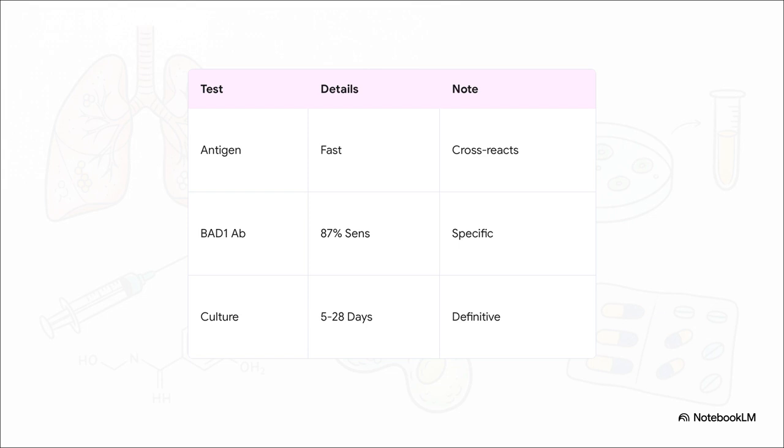So you might reach for the urine or serum antigen test. It's fast, but here's the massive catch. It cross-reacts 96% of the time with histoplasma. Since histoplasma lives in the exact same river basins, an antigen test alone won't tell them apart. A much better option is the B81 antibody test we talked about earlier. It's 87% sensitive and highly specific.